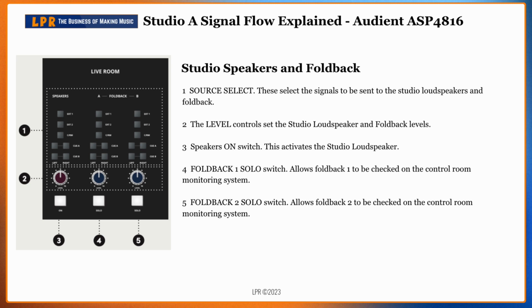Studio speakers and foldback, source select. These are where you're sending your signal to, okay? So the number 3 is the speakers actually in the studio for the artist to hear things. If you want to play things back on the speakers in the studio, you can. So basically you have to turn that on and then tell it what source to send to those speakers.